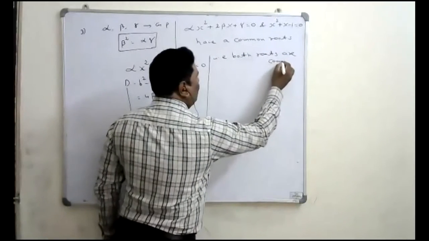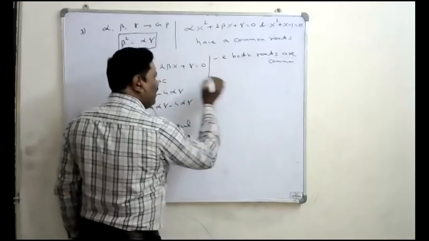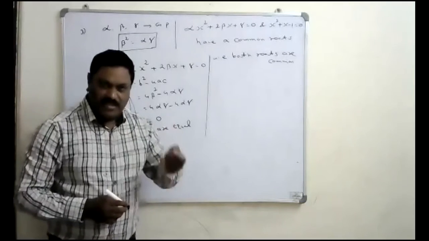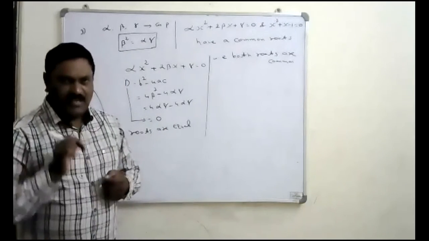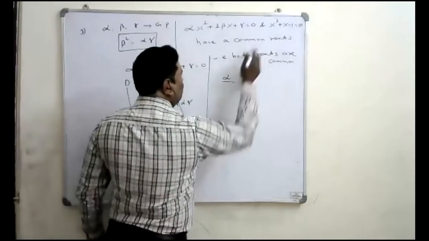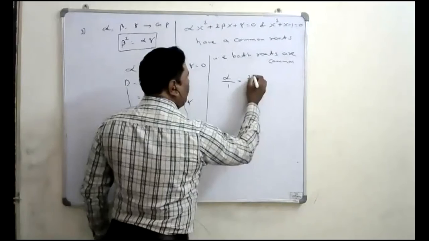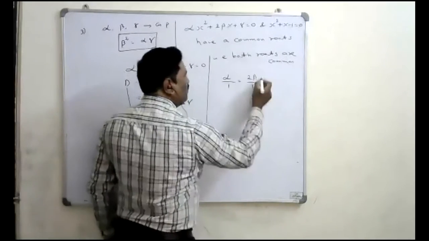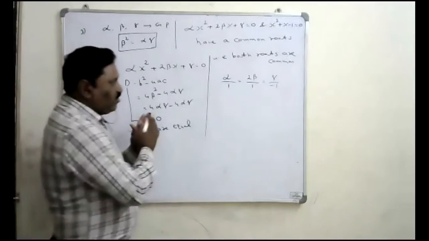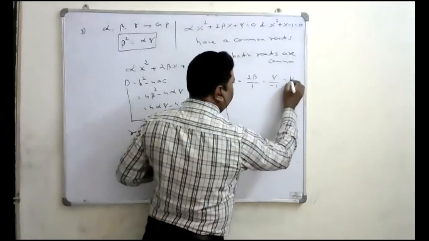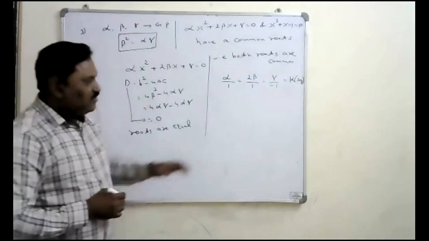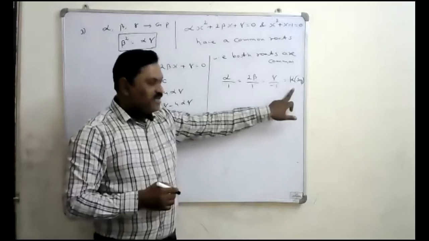If both the roots are common for any two quadratic equations, then the ratio between the corresponding coefficients must be equal. Therefore, alpha upon 1, the x square coefficient, must be equal to 2 beta upon 1, the x coefficient, which is equal to gamma upon minus 1. That is the condition. So take all these equal to, say, k. If you don't like k, you can take something else. But I like k. So take this as k.